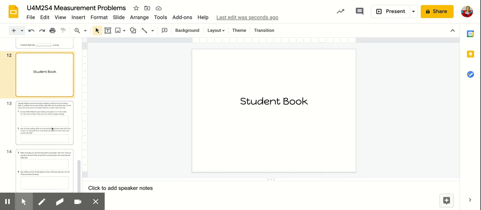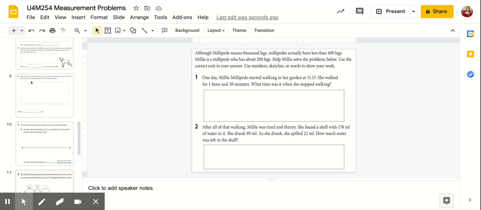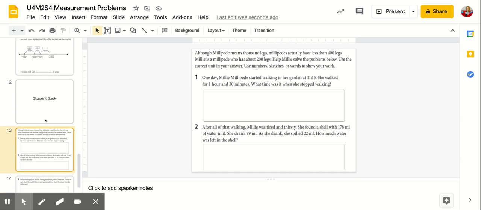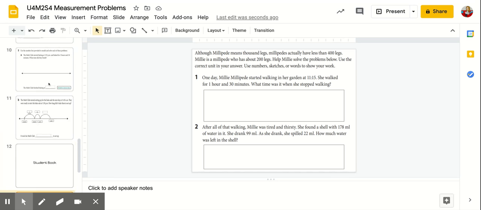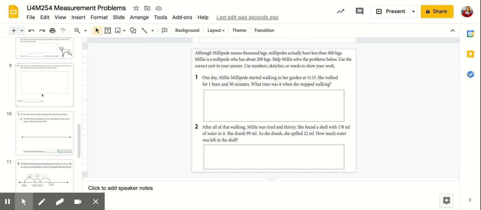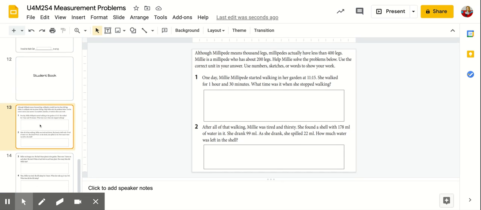Student book page, just one page in your student book after you finish off these that I already pretty much did for you. So if you did watch this video all the way through and you followed along in your student book, you won't have but one problem to do all on your own there. So I'd like for you to work on these 4 problems.